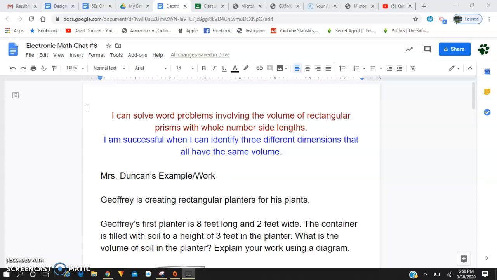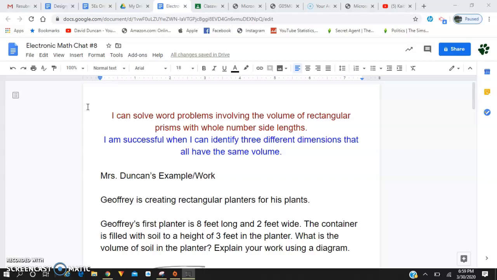So you're going to be doing 4 problems on your own on this math chat. I've already done 4 problems, and then I've uploaded my work onto this document. I'm going to explain it to you, and then your work is on the same document towards the bottom. So you'll have my examples to work off of as you answer these questions that I've given to you.